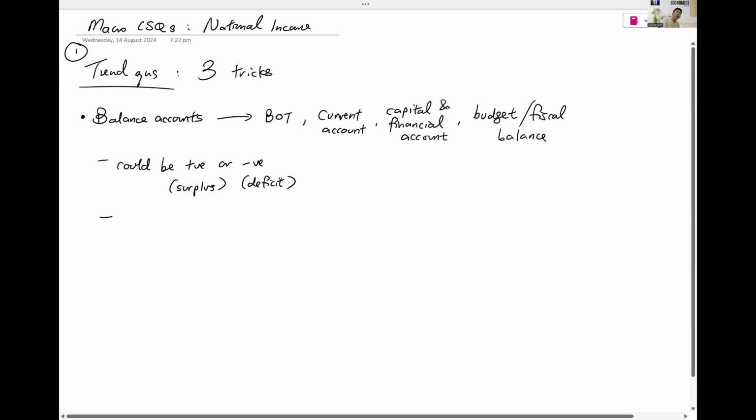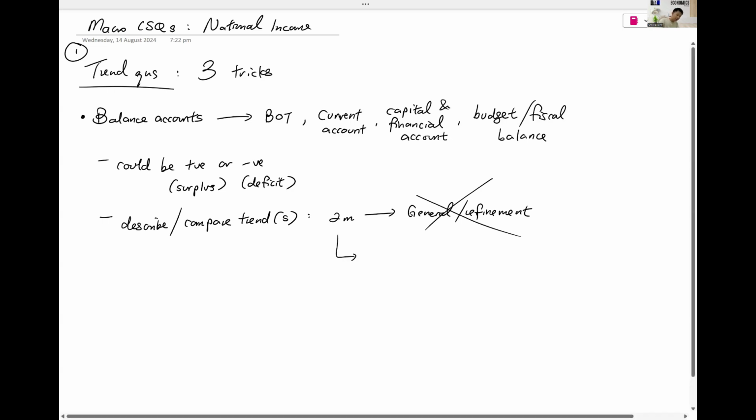Now, when you are asked to describe, or when you're asked to summarize the trend or compare the trends, okay, describe, compare, trend, or trends, you need 2 marks, correct? Now, the 2 marks are, if you're thinking, this one I know, general trend, refinement. Sorry, it is not. Okay? Your 2 marks, 1 mark goes to position. Another 1 mark goes to trend. Things have changed.